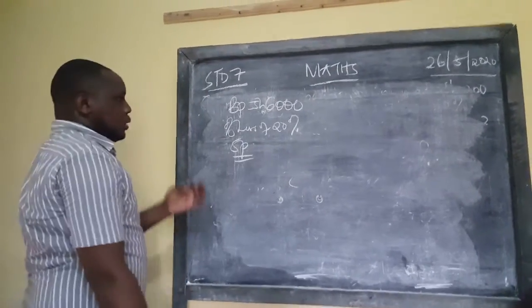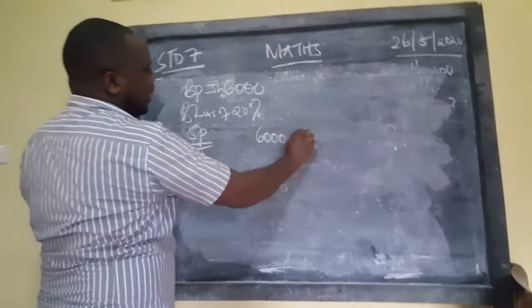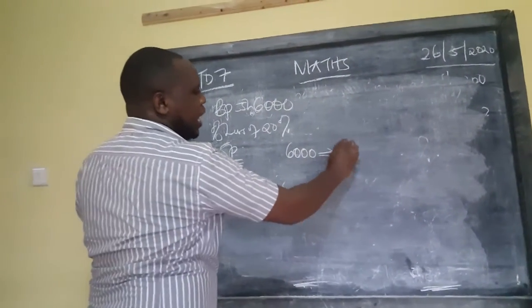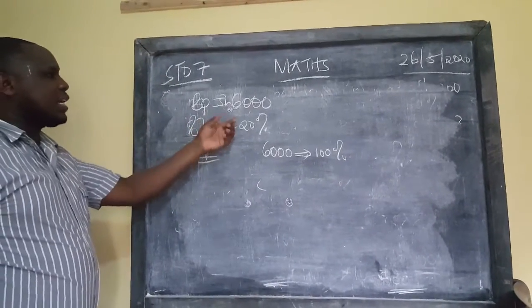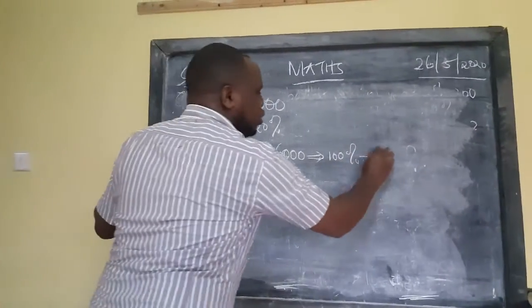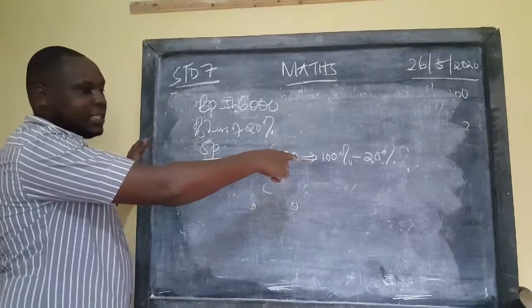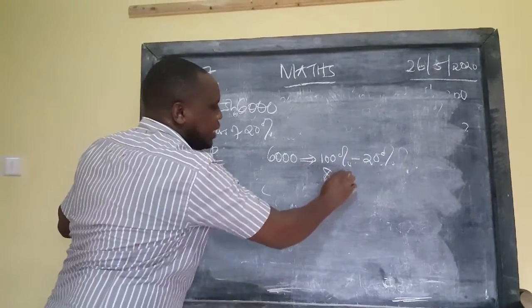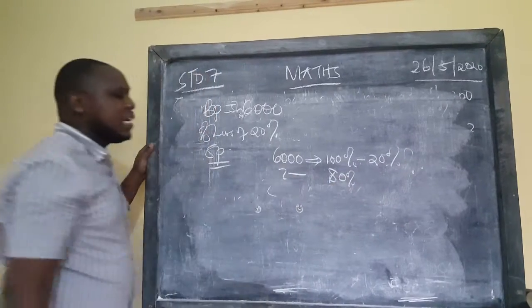Just come and see what we did. Say 6,000, which is the buying price, is equivalent to 100%. I hope we are together. This person is selling this pump later at a loss of 20%, so minus 20. So it's selling less 20 from the original percentage. You must subtract: 100 minus 20 is 80. So this person is selling at 80%.